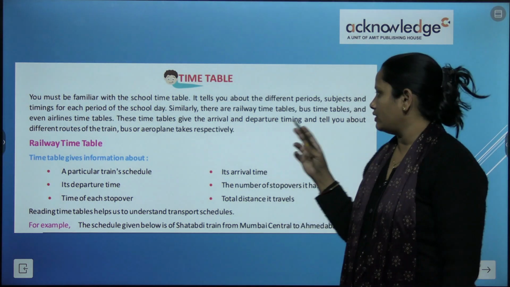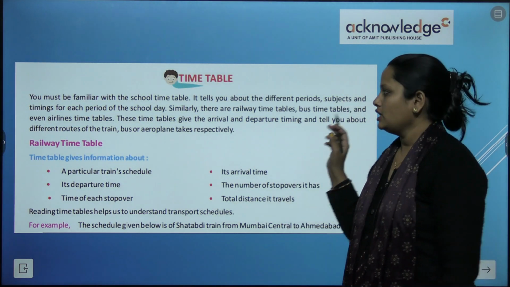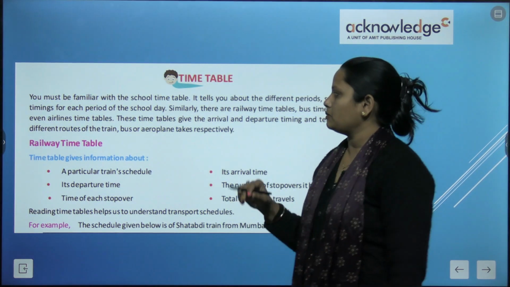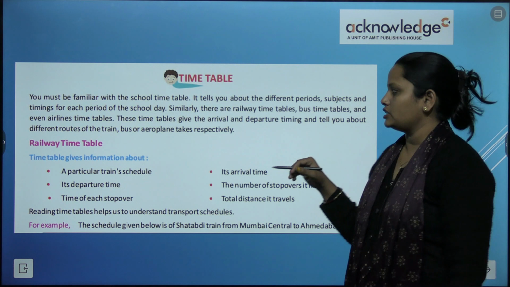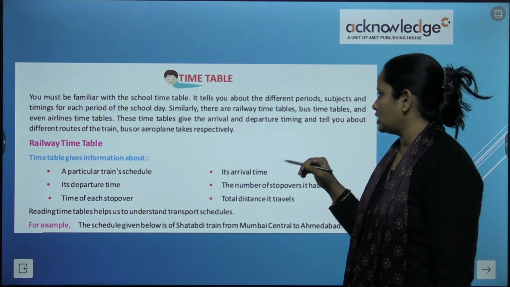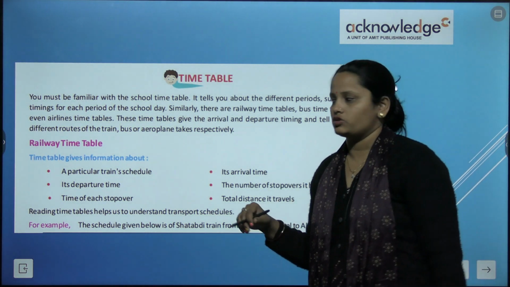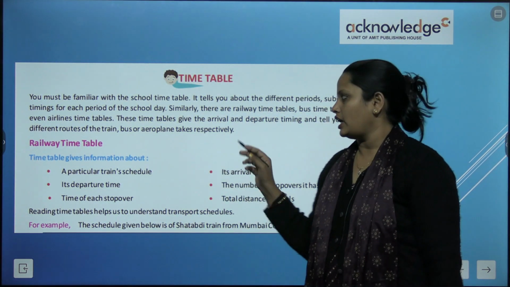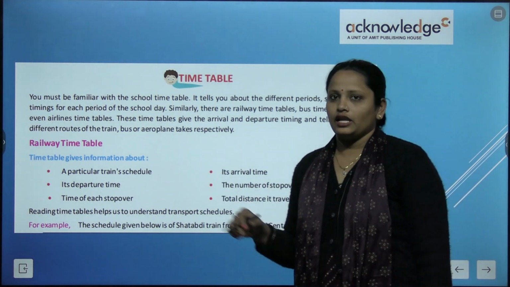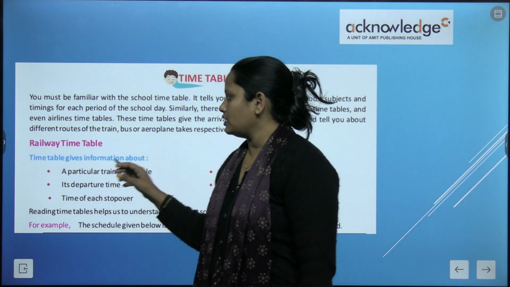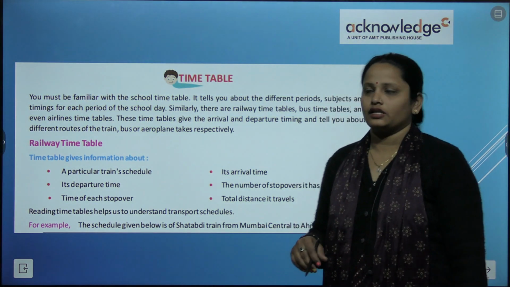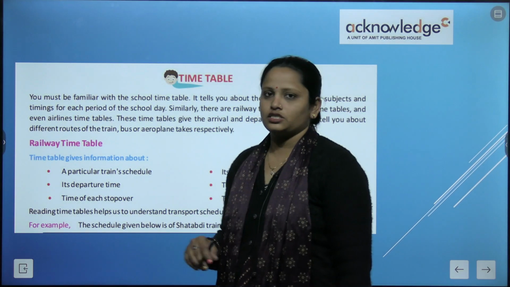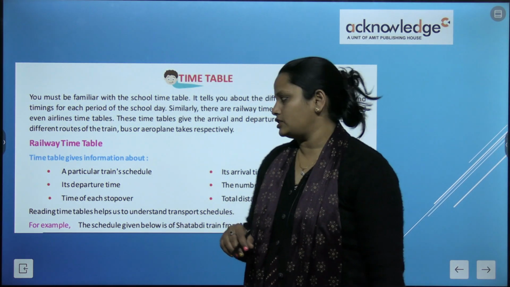Similarly, there are railway timetables, bus timetables and even airline timetables. So here, these timetables give the arrival and departure timings and tell you about different routes. They tell us about different routes of trains, buses and aeroplanes. Railway timetable. So a timetable gives us information about a particular train schedule. What is the train's schedule?